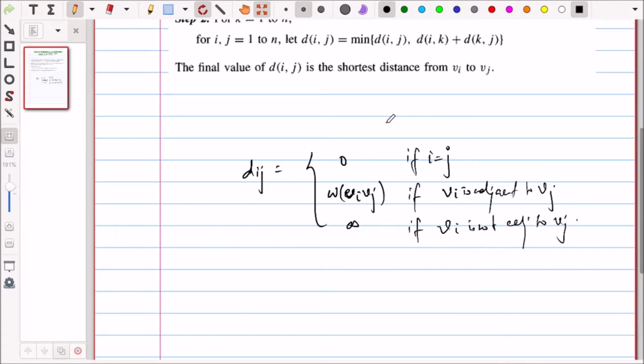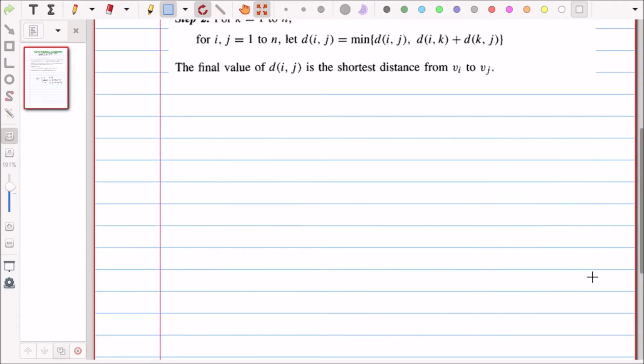So it is similar to forming an adjacency matrix. In an adjacency matrix, what do we take? 0 if i is equal to j and 1 if i is not equal to j. So instead of 1 we are putting two different values. If the two vertices are adjacent, we put the weight of the edge, and if the vertices are not adjacent, we put infinity at that place. Okay, is it fine? Yes, sir.